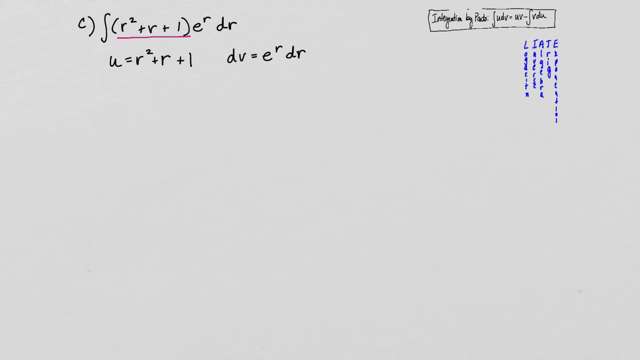Okay, so just like before, I'm going to do the same thing. I'm going to take the derivative, so du. So the derivative here would be what? Yeah, 2r plus 1. So 2r plus 1 dr. And then v is going to be the integral of e to the r dr, which is just e to the r.